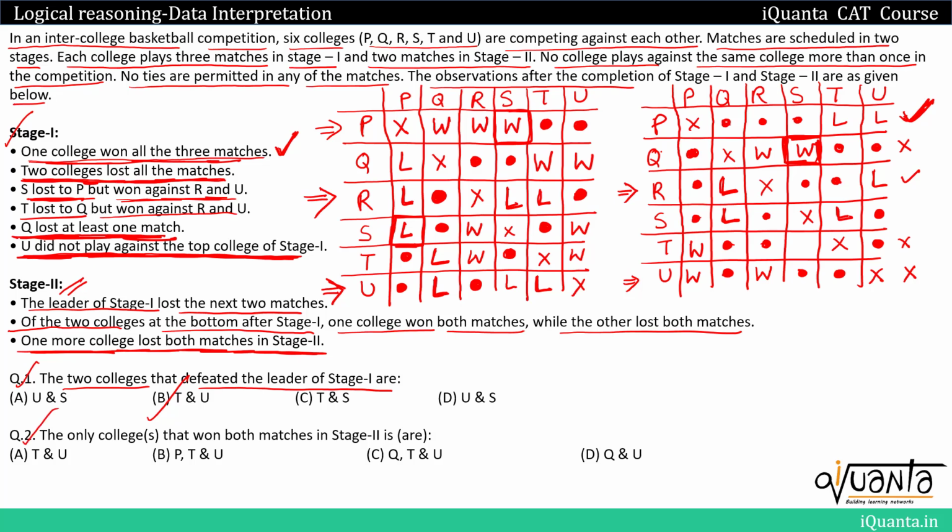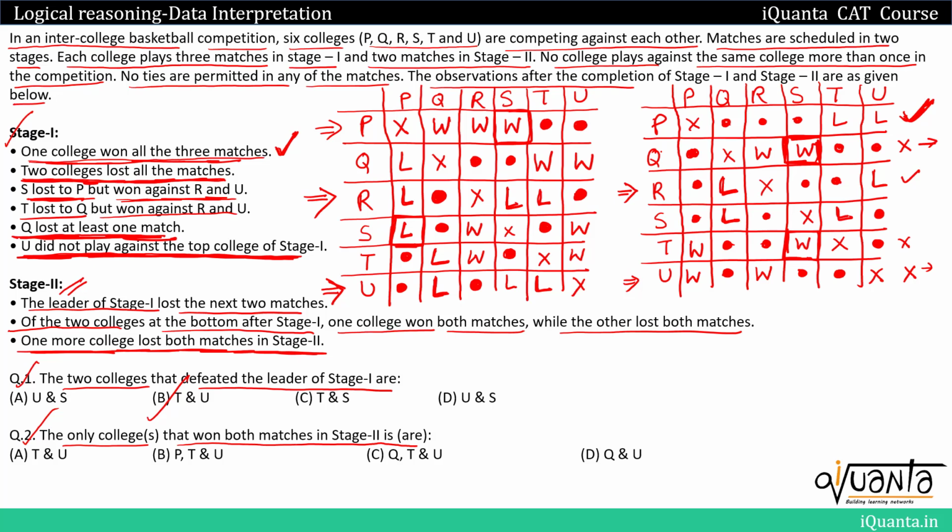Then the second question is, the only colleges that won both matches in stage 2 are. So who all are winning both their matches in stage 2? We have Q over here. Then we have U. Sorry, one more blank space is remaining over here. T against S. So let us look for S against T. S against T is a loss, so T against S will be a win.